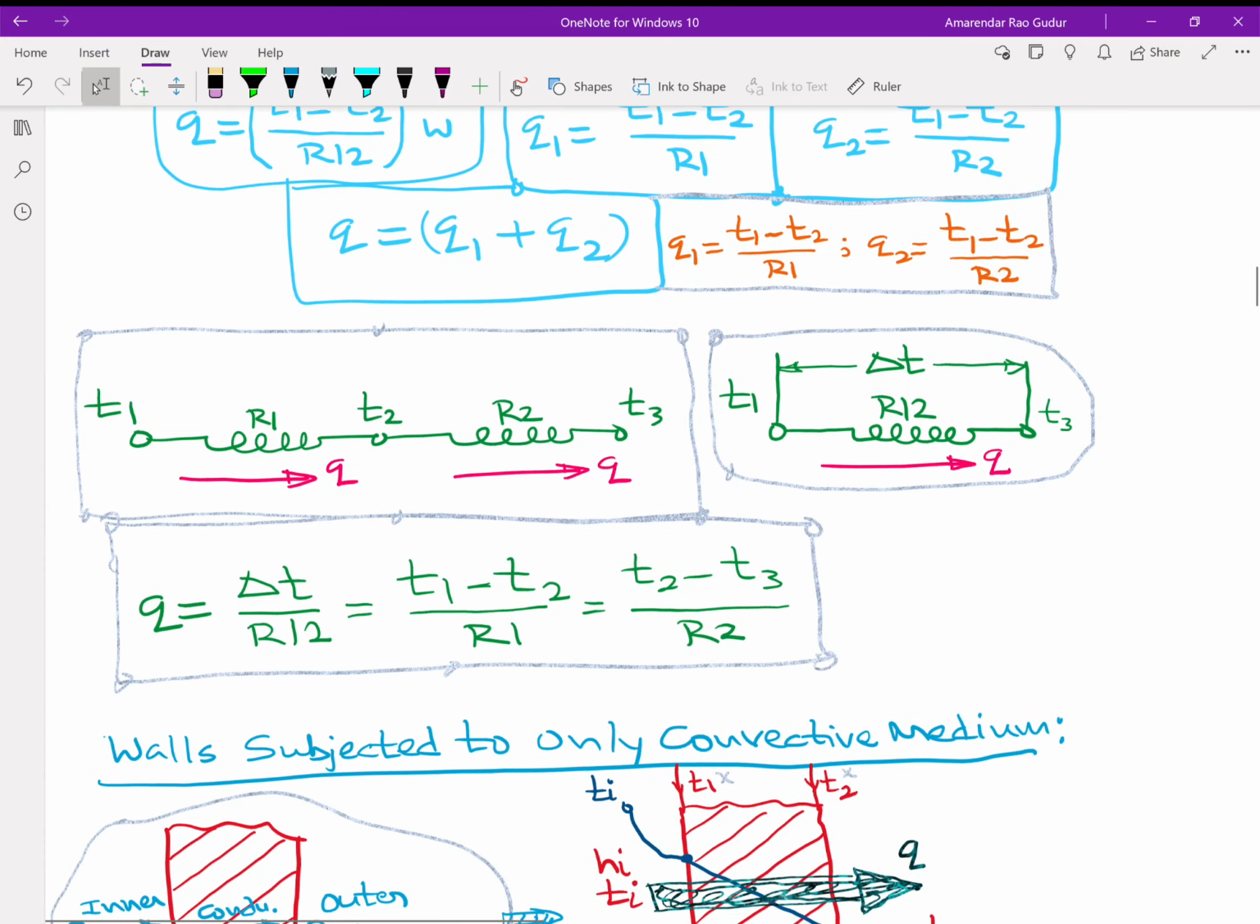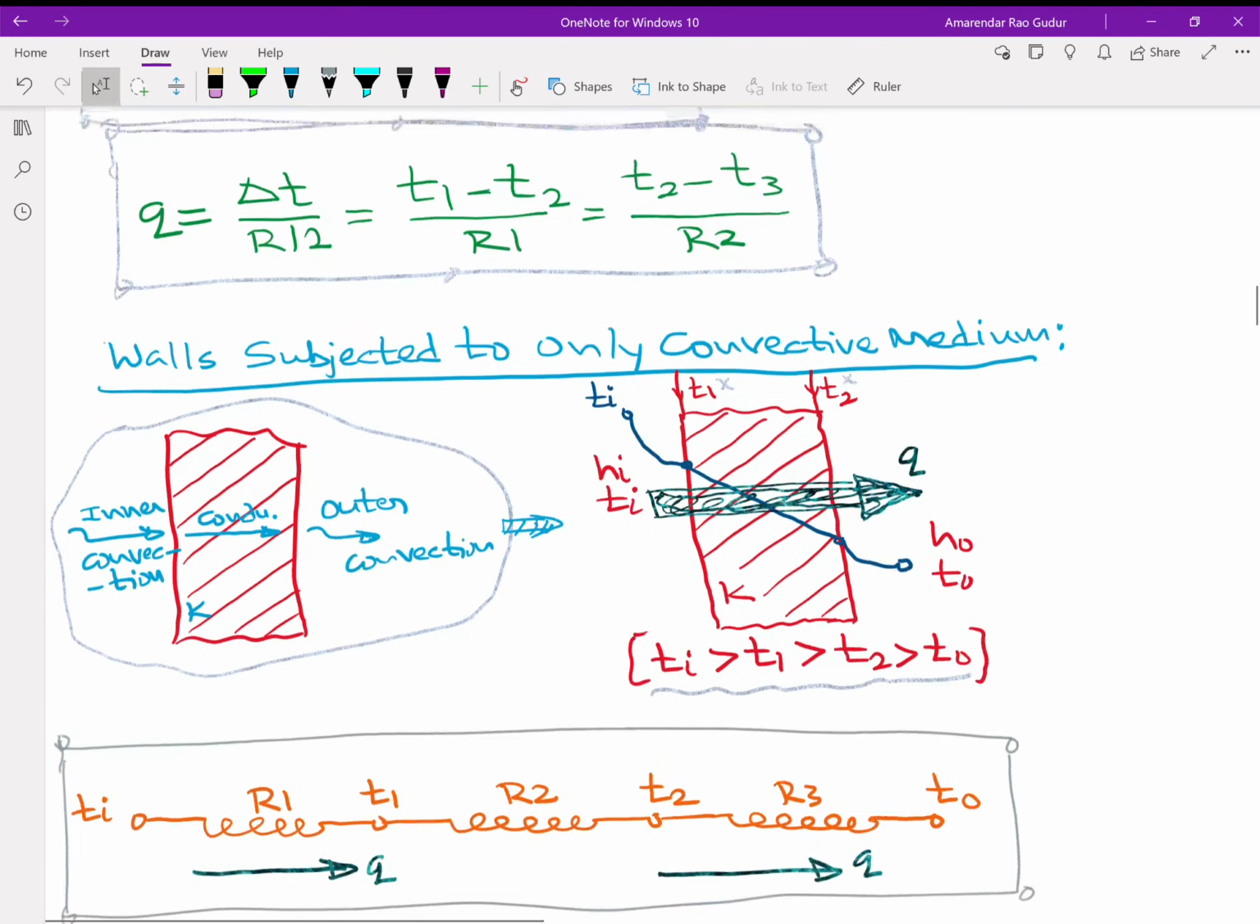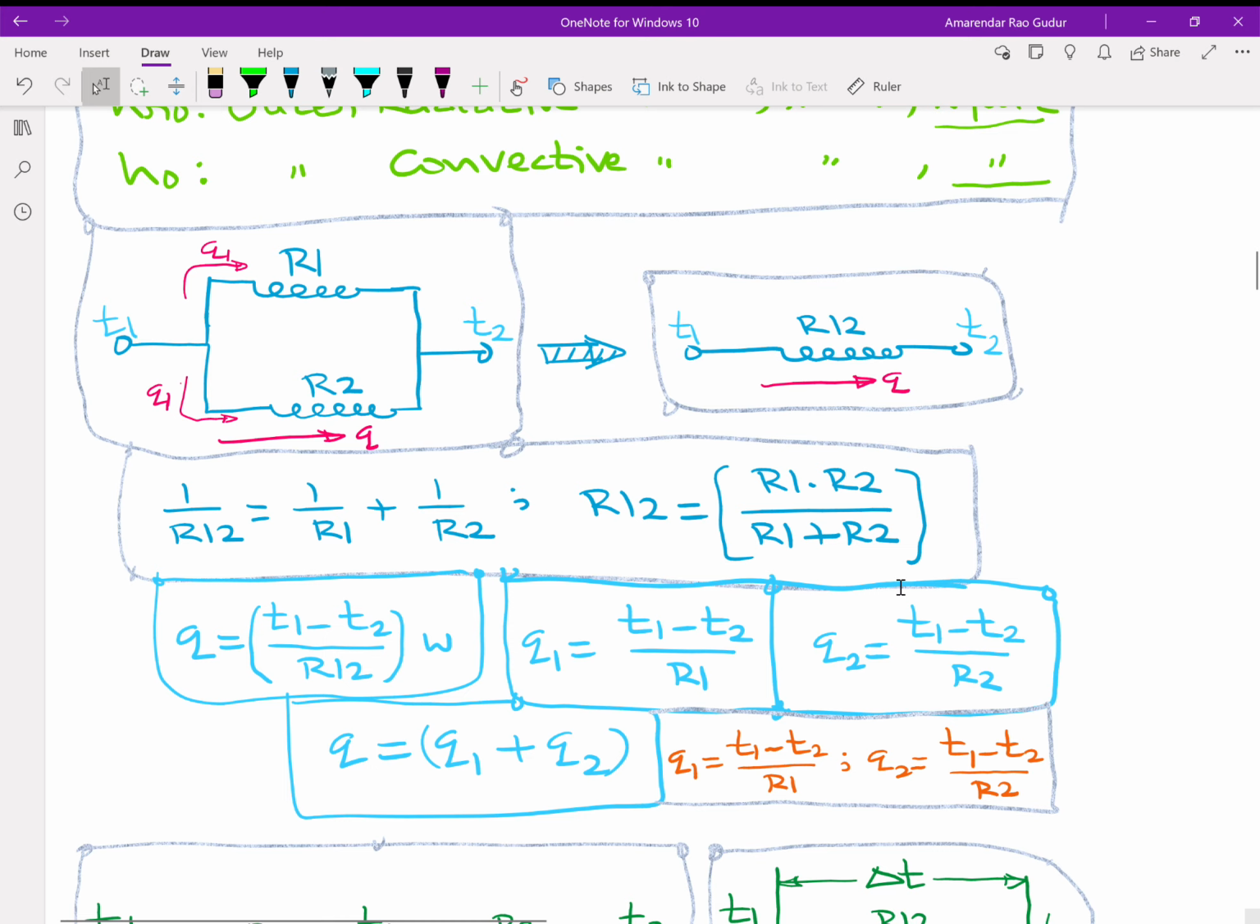So R equivalent will be R12 plus R3 plus R45. Already this has been discussed quite elaborately. And once you get this, you can always go ahead with the calculation of temperatures. Then you can go ahead with the calculation of rest of the parameters as described in these simple equations.